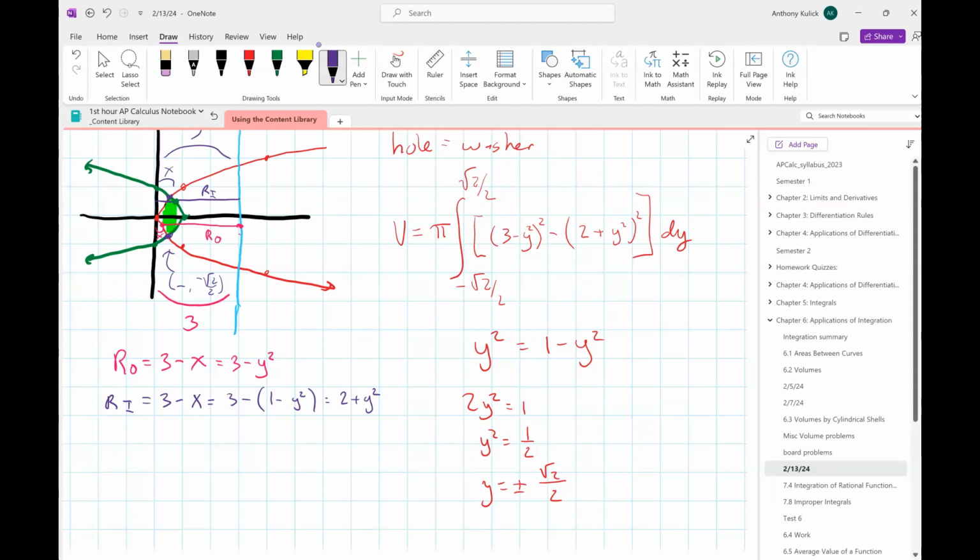Again, we don't care what the x is. We could find it if we wanted to. All we have to do is plug that y back into either of the equations. But I don't care. Do you care? I don't need it. Let's not get it, right?